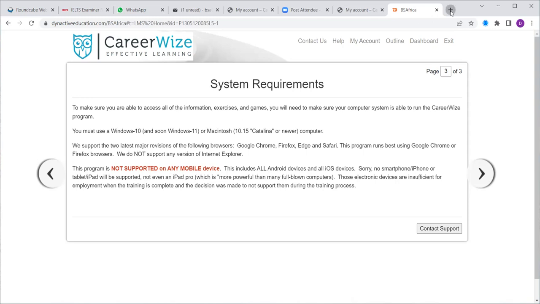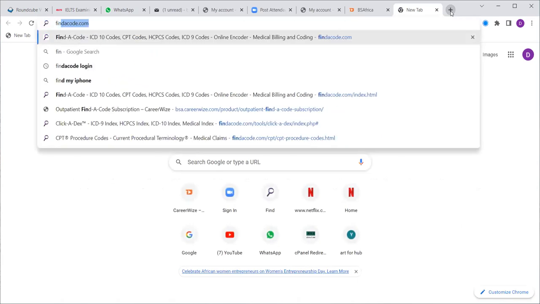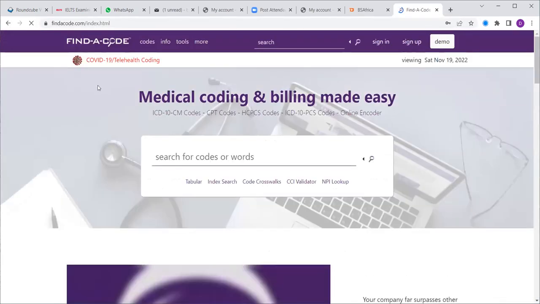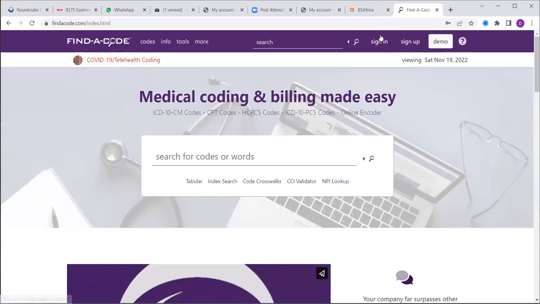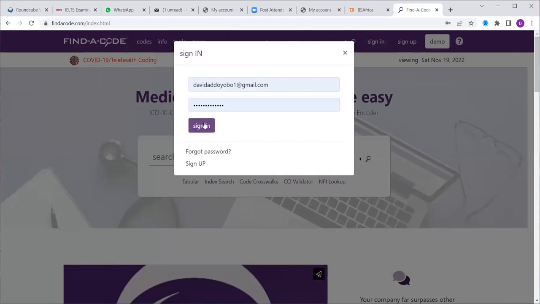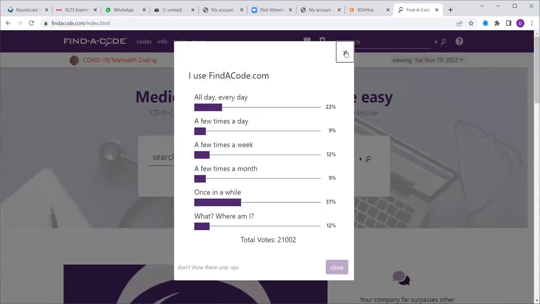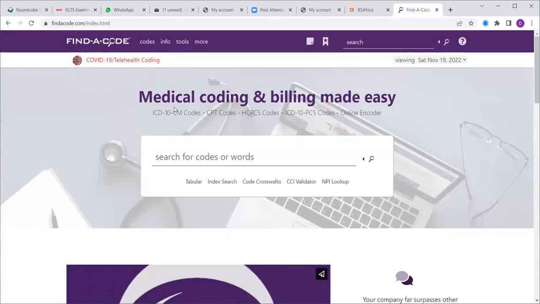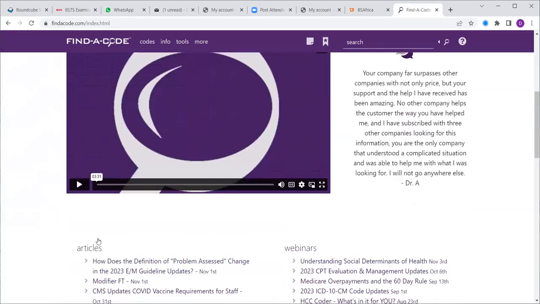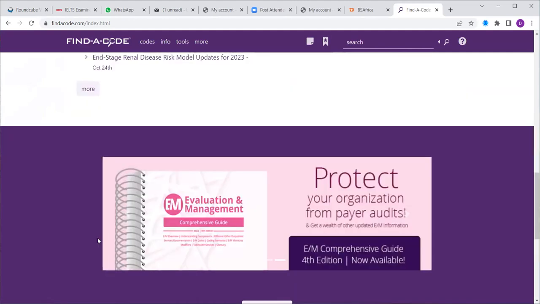Let me show you that software. So I'm logging into my Find a Code page. Can you see Find a Code? Yes, Find a Code, yes. Medical coding and billing made easy. Yes. Then I click on my login. Okay, so that is some statistics I have used today. Now, this is just the interface. On the face of it, there's nothing extraordinary.